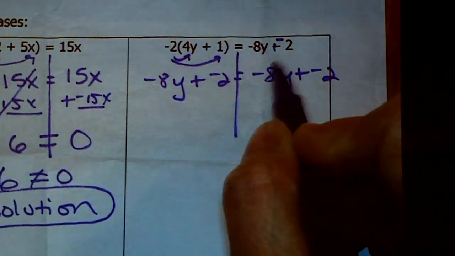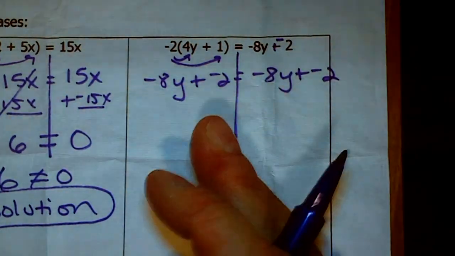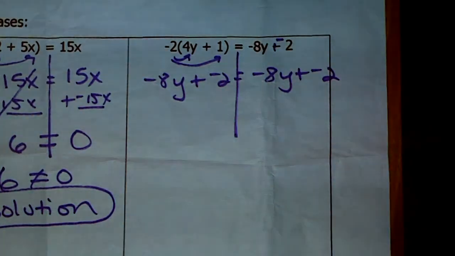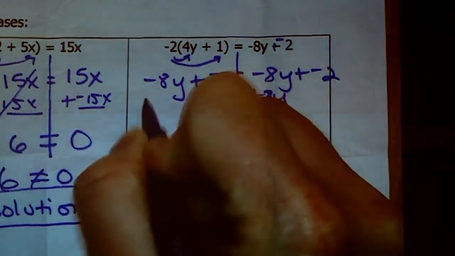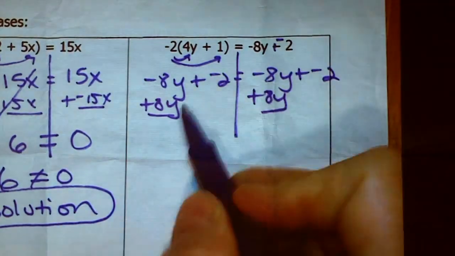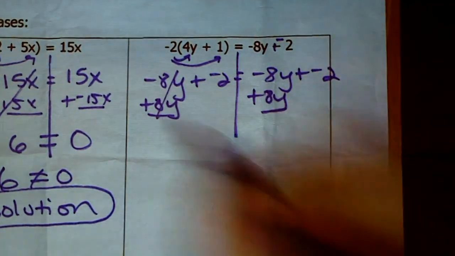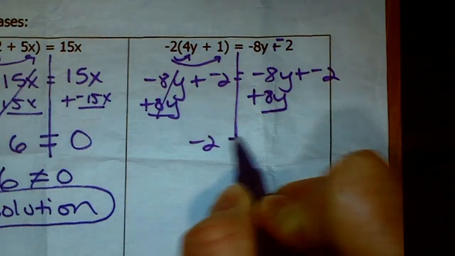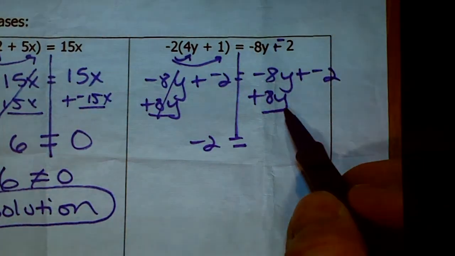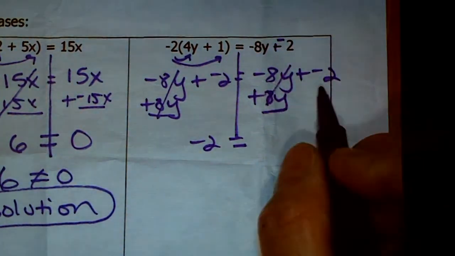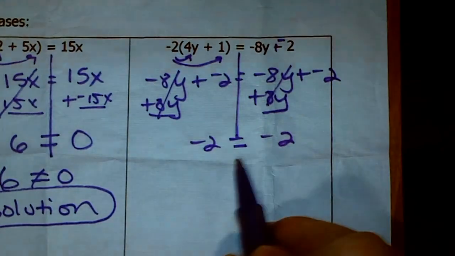So I would want both the variable terms to be on one side, and I'd want all the numbers, the constants, to be on the other. So I'm going to add an 8y, add an 8y. And negative 8y plus 8y is 0, and 0 plus negative 2 is negative 2. And negative 8y plus 8y is 0, and negative 2 equals negative 2.